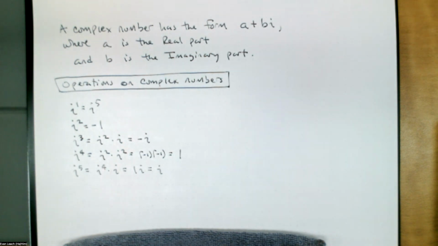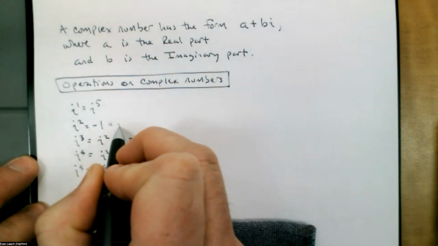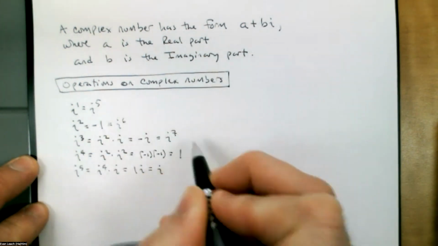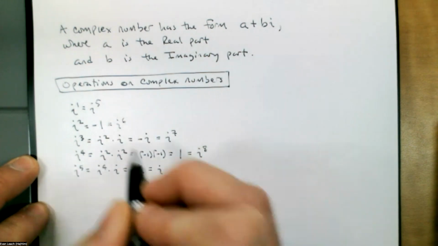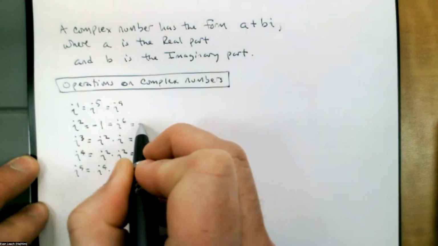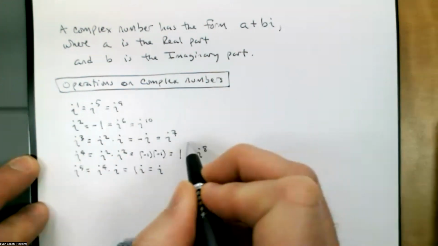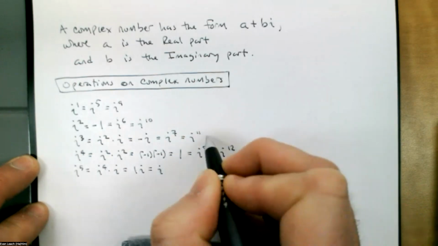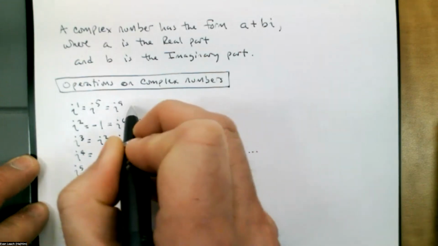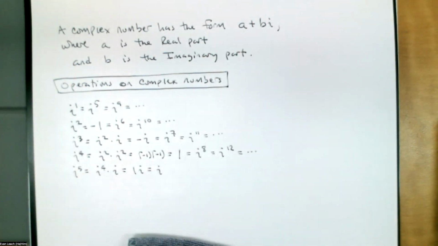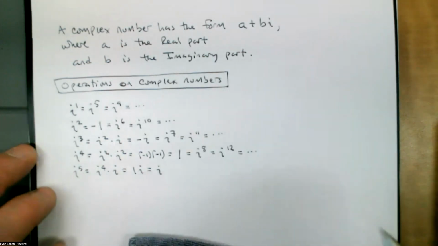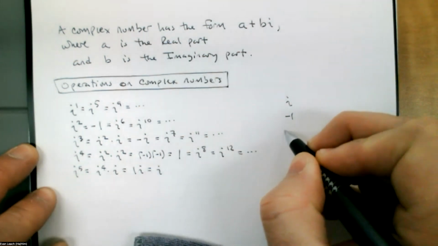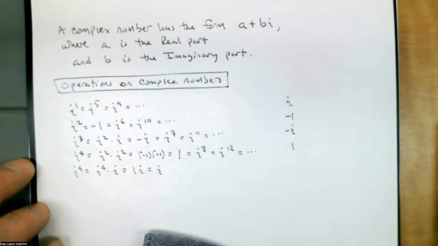I to the sixth, I can take out I to the fourth. I to the sixth is I squared. I to the seventh is I cubed. I to the eighth is 1. I to the ninth is I. I to the 10th is I squared, or -1. I to the 11th is -I, and I to the 12th is 1, and so on. So we only need these four values. I, -1, -I, 1. And then we just repeat.